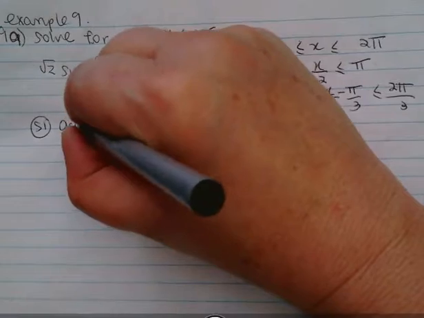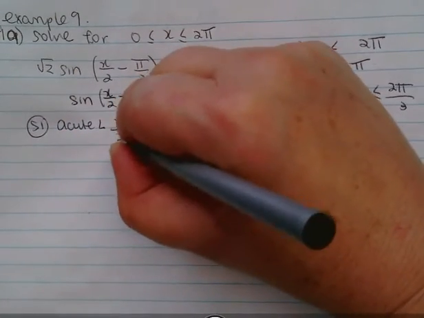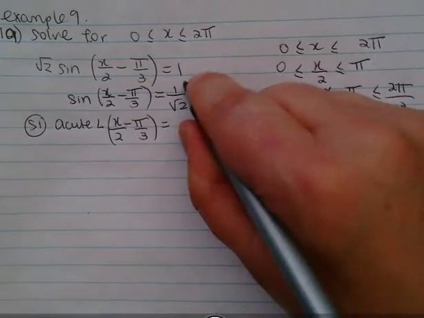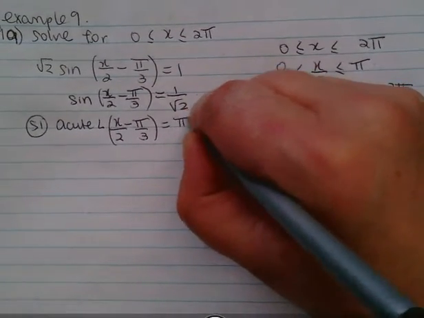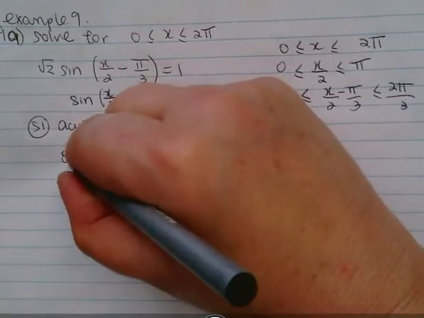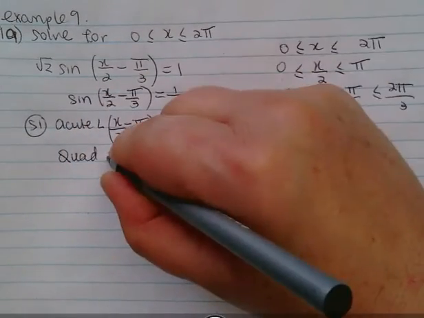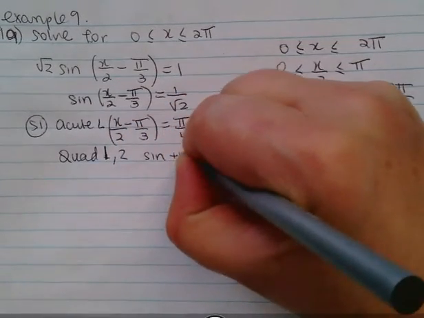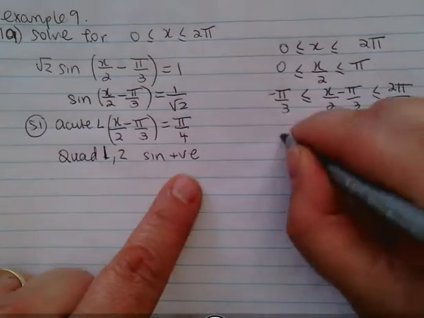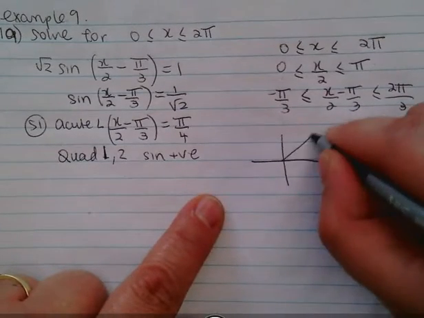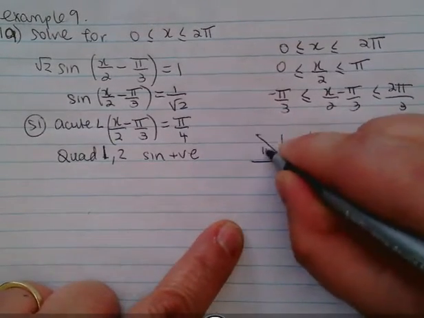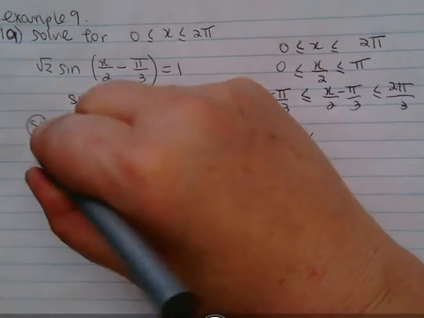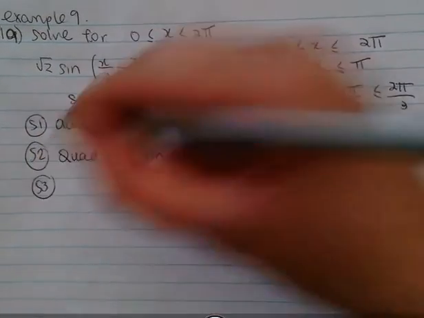Okay, so let's just follow our steps. Step 1, the acute angle x on 2 minus pi on 3. So sine of what is 1 on root 2? Well, it's 45 degrees, which is pi on 4. And my quadrants are quadrants 1 and 2 is where sine is positive. Okay, so I want quadrants 1 and 2 only with 45 degrees in them. Okay, so just sketching that out. So therefore, that was step 2. Now my step 3 is my solutions.